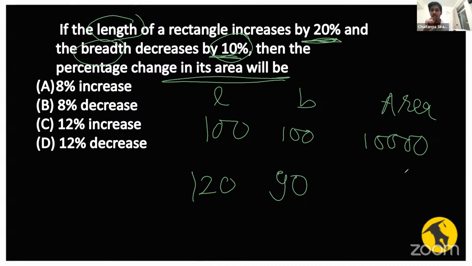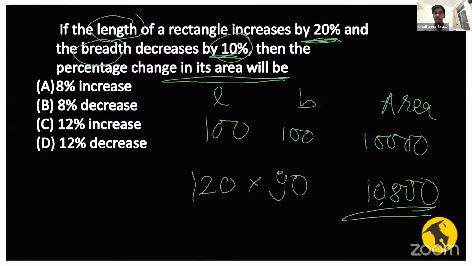All right. So this is a fairly easy question. You can calculate the new area. Area of a rectangle is what? Length into breadth. So I can find 90 into 120. It will give me how much? 1080 and 1. So now the new area is 10,800.